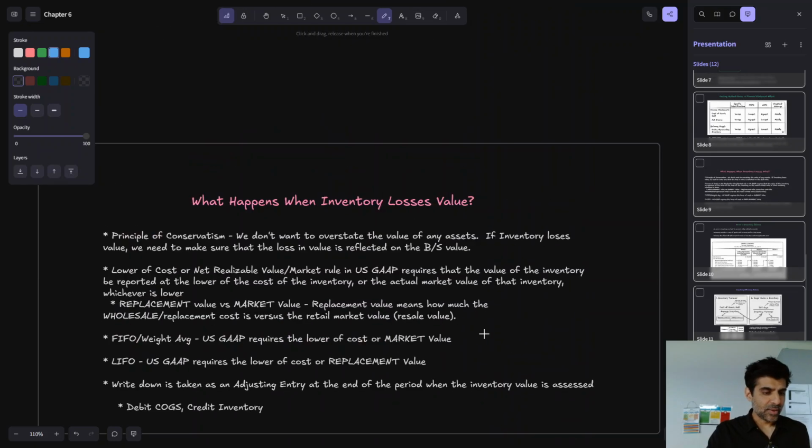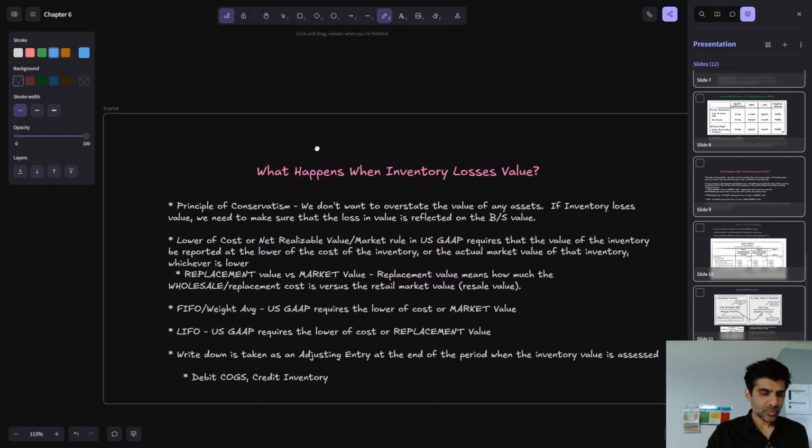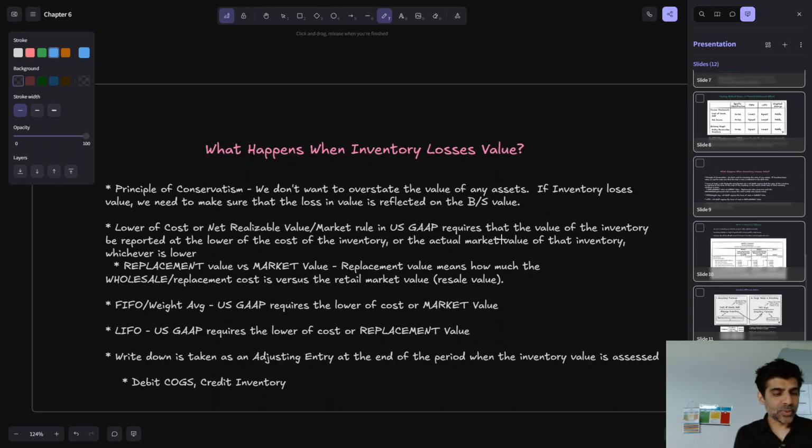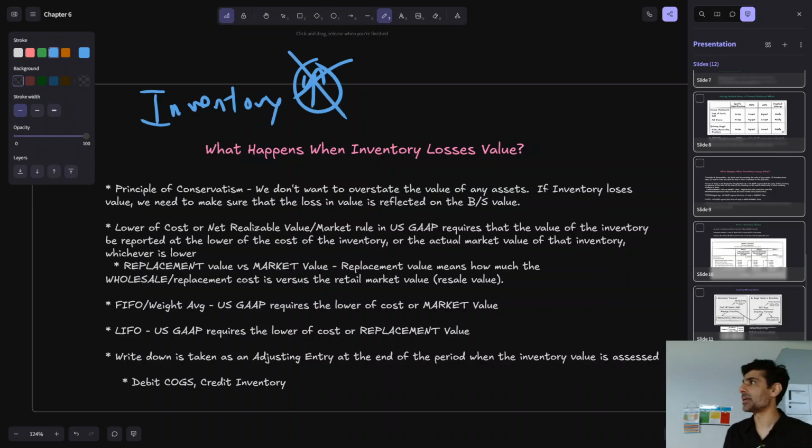No? Okay. So the next topic: what happens when your inventory loses value? We have this principle that we've talked about, conservatism. We don't ever want inventory to be overstated. We don't want it to ever be higher than it should be. So in order to do that, you as a company have to make sure that the inventory is stated at a reasonable, justifiable value.